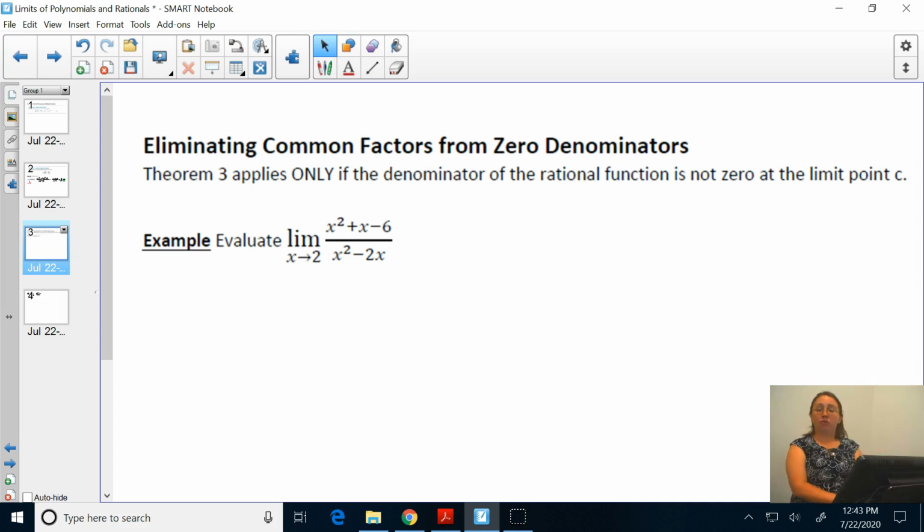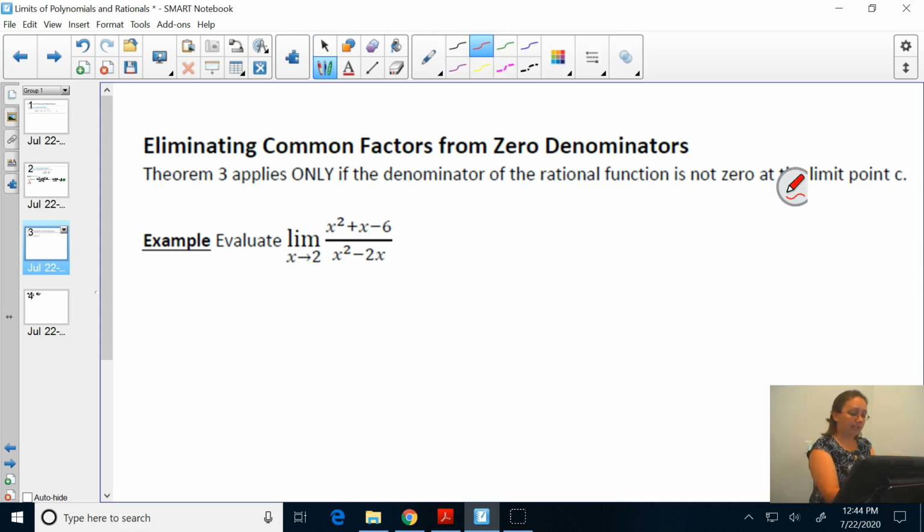All right, so eliminating common factors from 0 denominators. Wonder what this is talking about. Remember, the theorem we just saw only applies if the denominator of the rational function is not 0. Well, let's see what happens when we evaluate this function at our c. What's c in this case? The 2. All right, what happens when we plug 2 in?